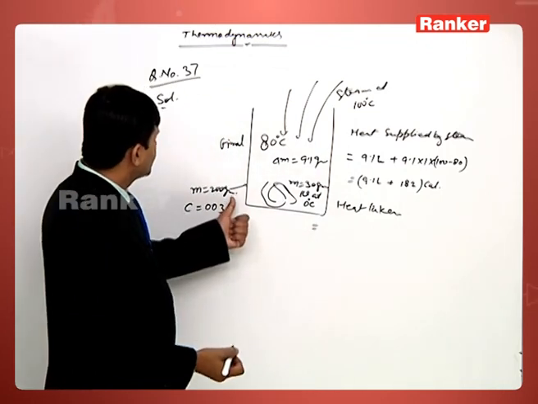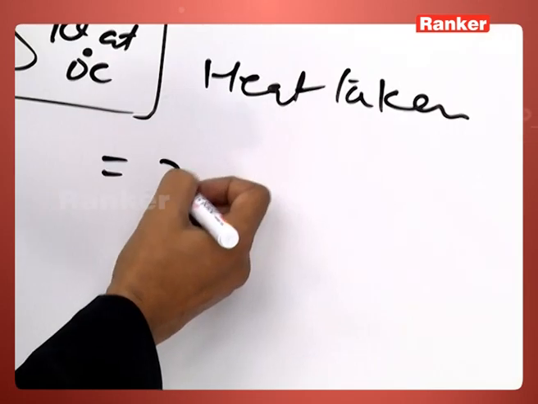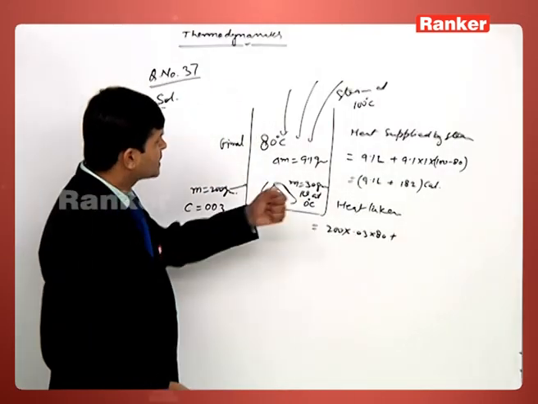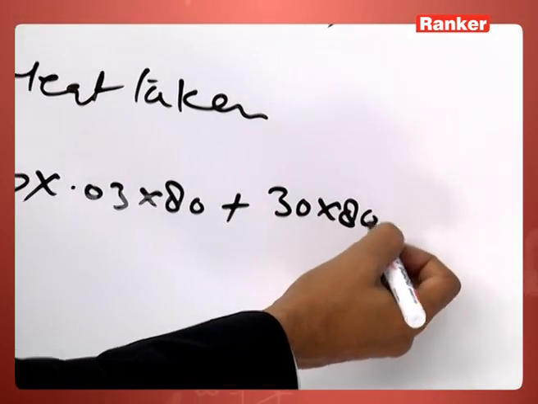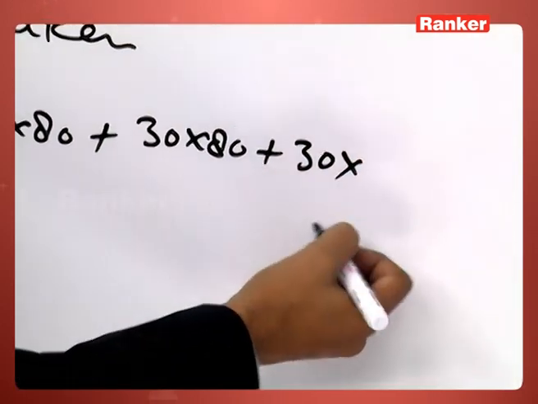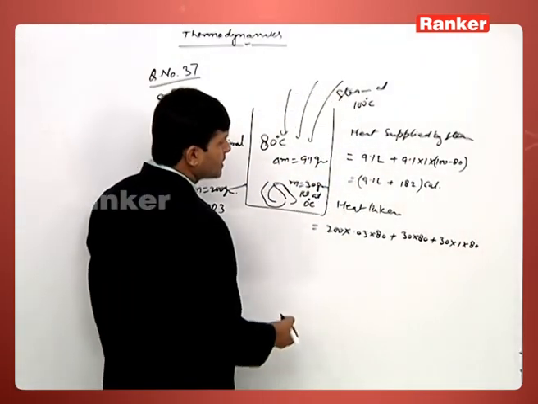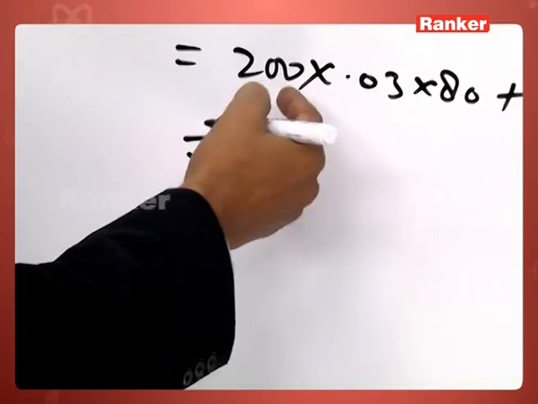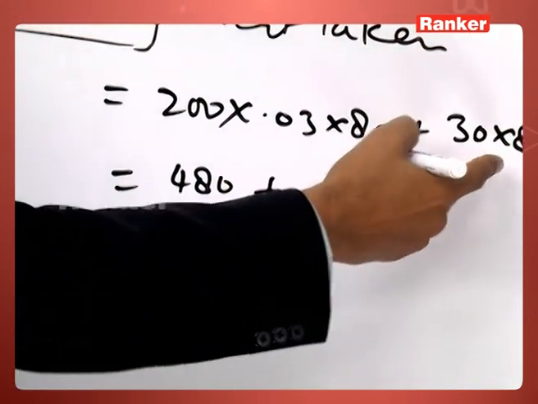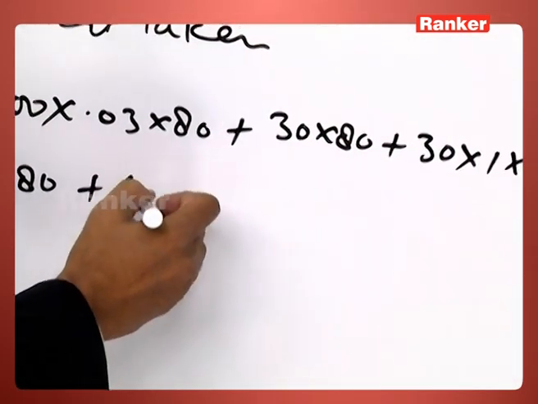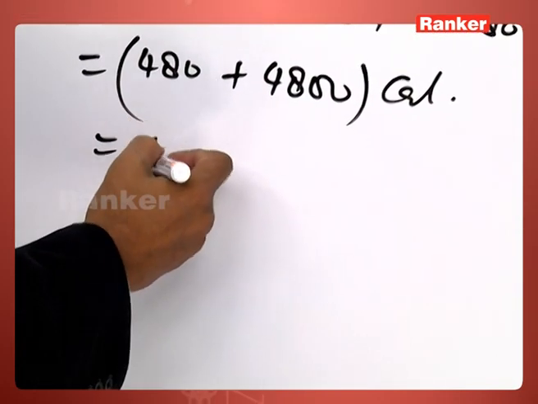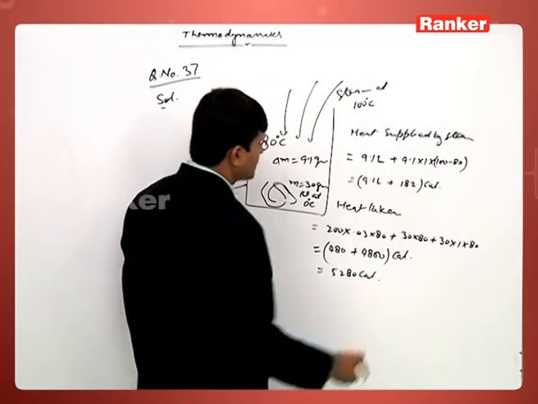that is equal to the container, 200 gram, going up to 80, m s 0.03 delta T 80, plus ice first melts, m L 30 into 80, plus the ice converted into water goes up to 80, m s delta T for water, delta T 80. Now we can simplify this. So this is 6 into 80, 480, plus 2400, plus 4800. So this total is 5280 calorie. This and this will be the same.